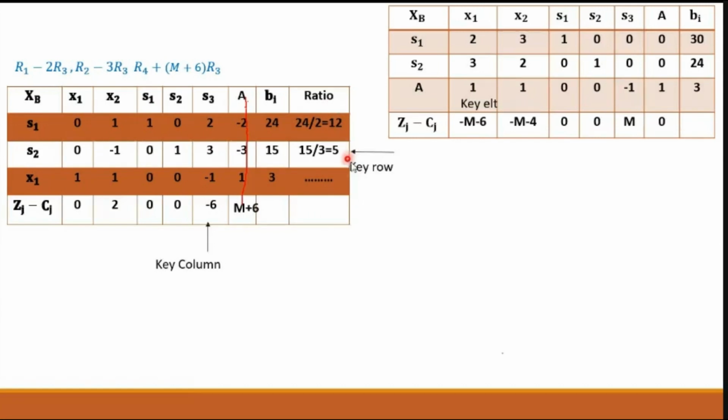Second row is the key row. The intersection of the key row and key column is called the key element. So 3 will be the key element. 5 is the minimum ratio, so corresponding to that, the second row will become the key row, and the intersection where key row and key column meet, that point is called the key element. So here 3 is the key element.